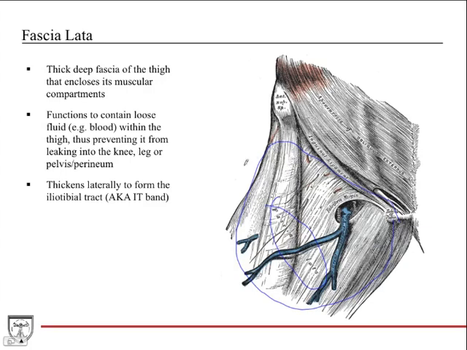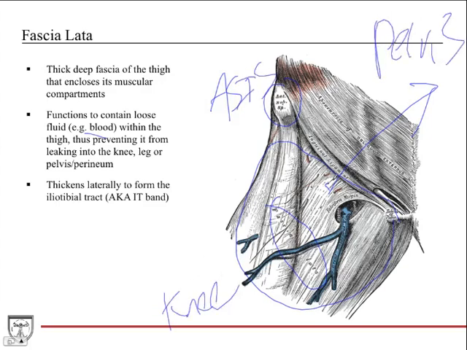It wraps all the way around, and it functions to contain loose fluids, such as blood or other loose fluids within the thigh, and it prevents it from leaking into the knee, into the leg, or back up into the pelvis and perineum, because this would be your ACES right here. Just to orient, your knee would be down here, pelvis would be here. So it keeps any kind of loose fluid within the thigh. It keeps it from leaking back into the pelvis and causing any problems in there, or leaking into the knee, because you wouldn't want it inflaming and flaring up the knee.